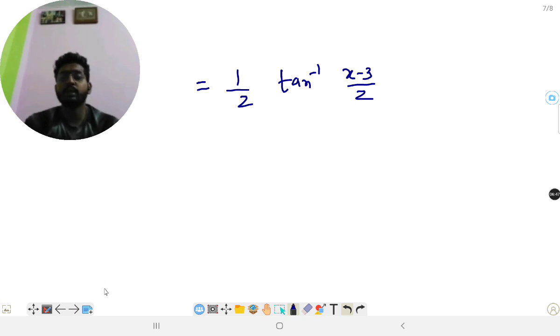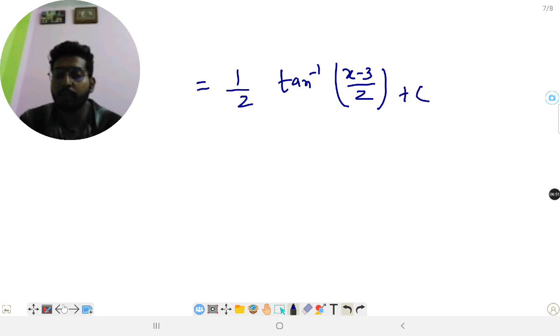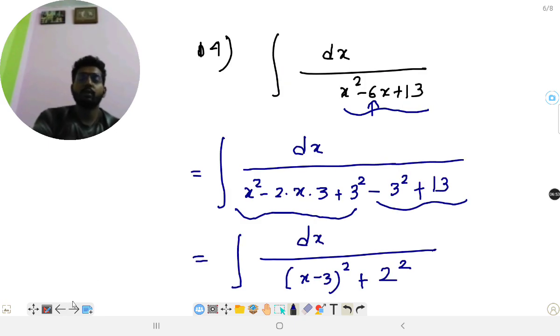Whenever this type of thing comes, and plus c, you have to give plus c. Whenever this type of thing comes, you have to make it to a square form, then use the standard formula, whatever you know about integration. Like this. Now next one, we will do question number 5.